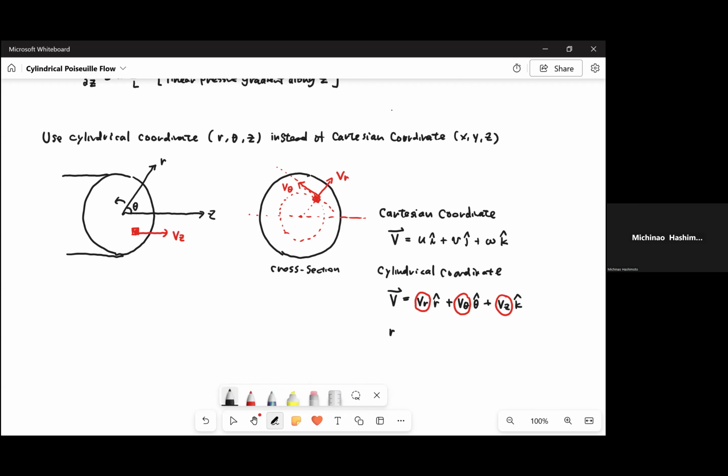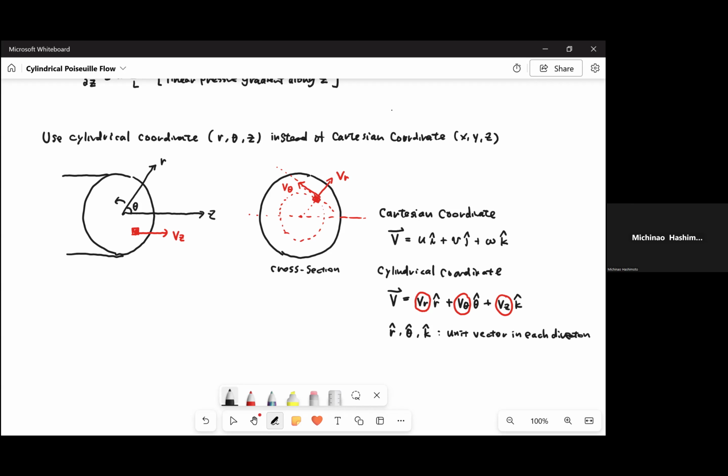So this one is like i, j, k, the unit vector in each direction. Okay, so this is all right.